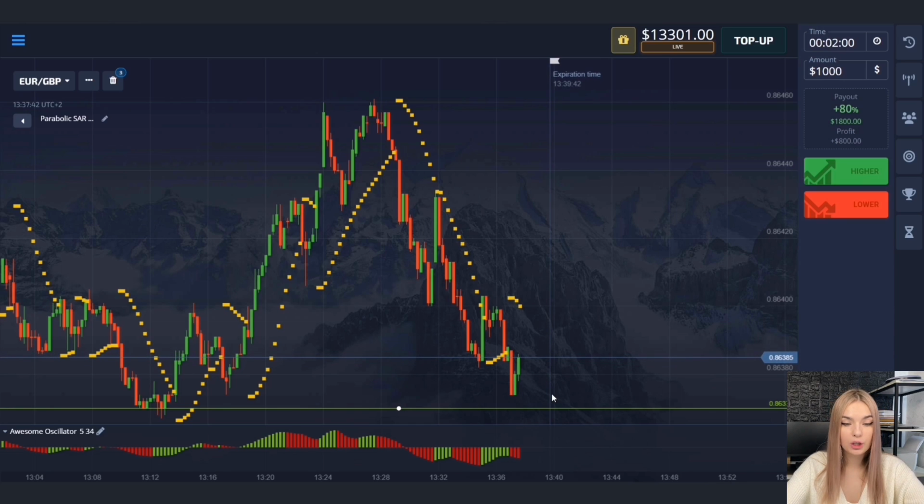Also, there was a logical pullback up from the support level and the volumes for the increase really began to grow. Here we could open a deal to increase, but one of the main rules in trading is discipline, and if you have fulfilled your plan for today, then it is worth completing the trade and fixing the profit.